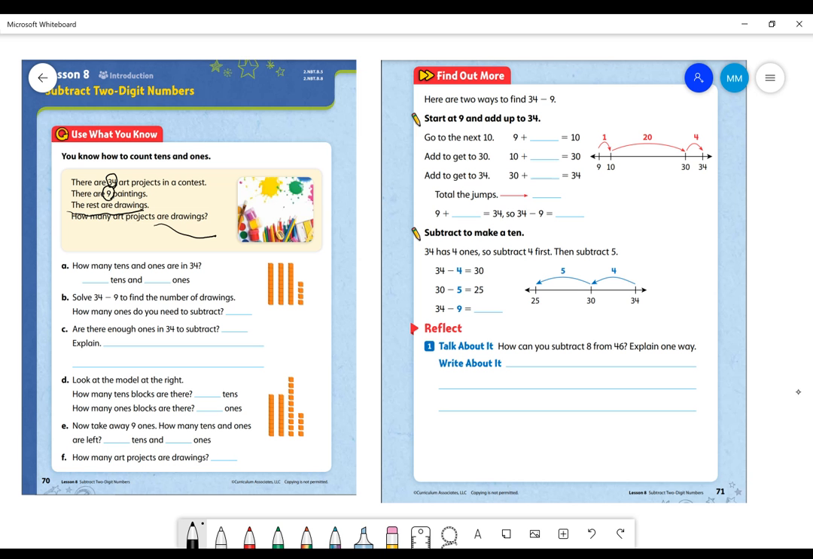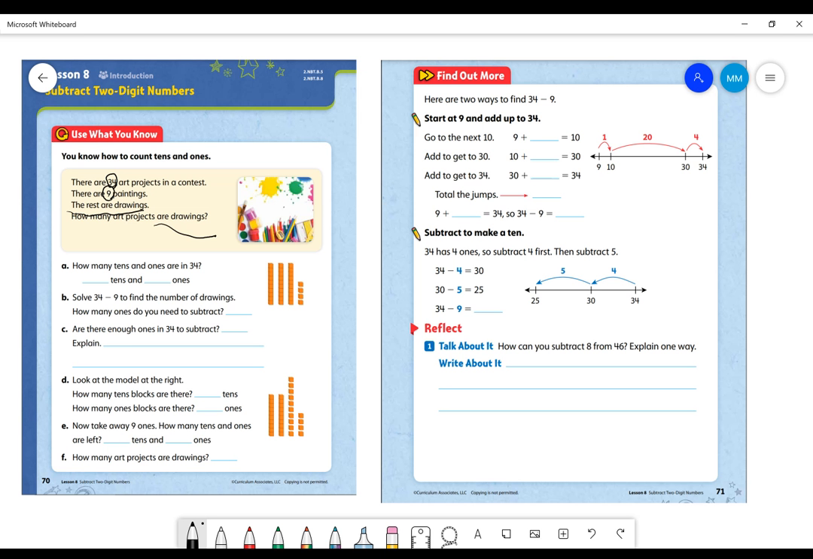There were 34 art projects all together. 9 of those art projects were paintings. The rest were drawings. So it's not that we're destroying 9 paintings or 9 paintings disappeared, but we are comparing to find how many are paintings and how many are drawings.